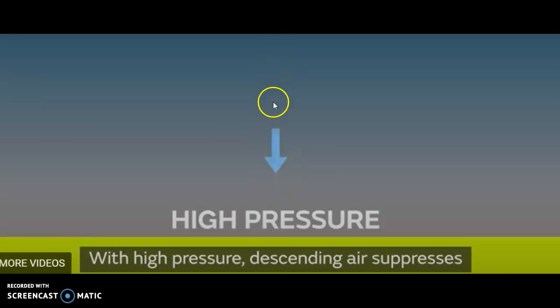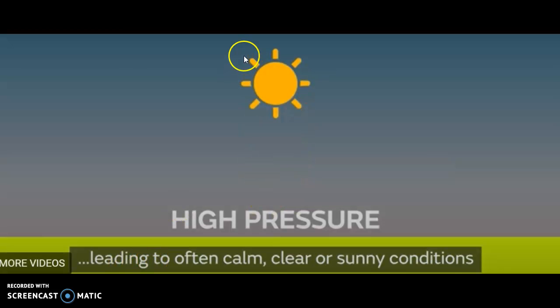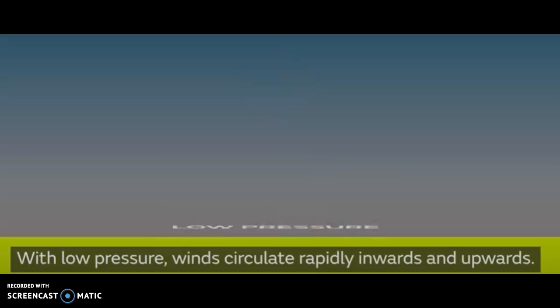Now we know that high pressure is when the air mass is pushing down towards the Earth's surface, right? It's being pushed down. When the air is pushed down, it often leads to calm, clear, or sunny conditions. Sometimes we might have a little bit of clouds or trapped fog, but when we have high pressure, the air is pushed down towards us, we have mostly sunny, calm, beautiful weather, right? So high pressure is a good thing.